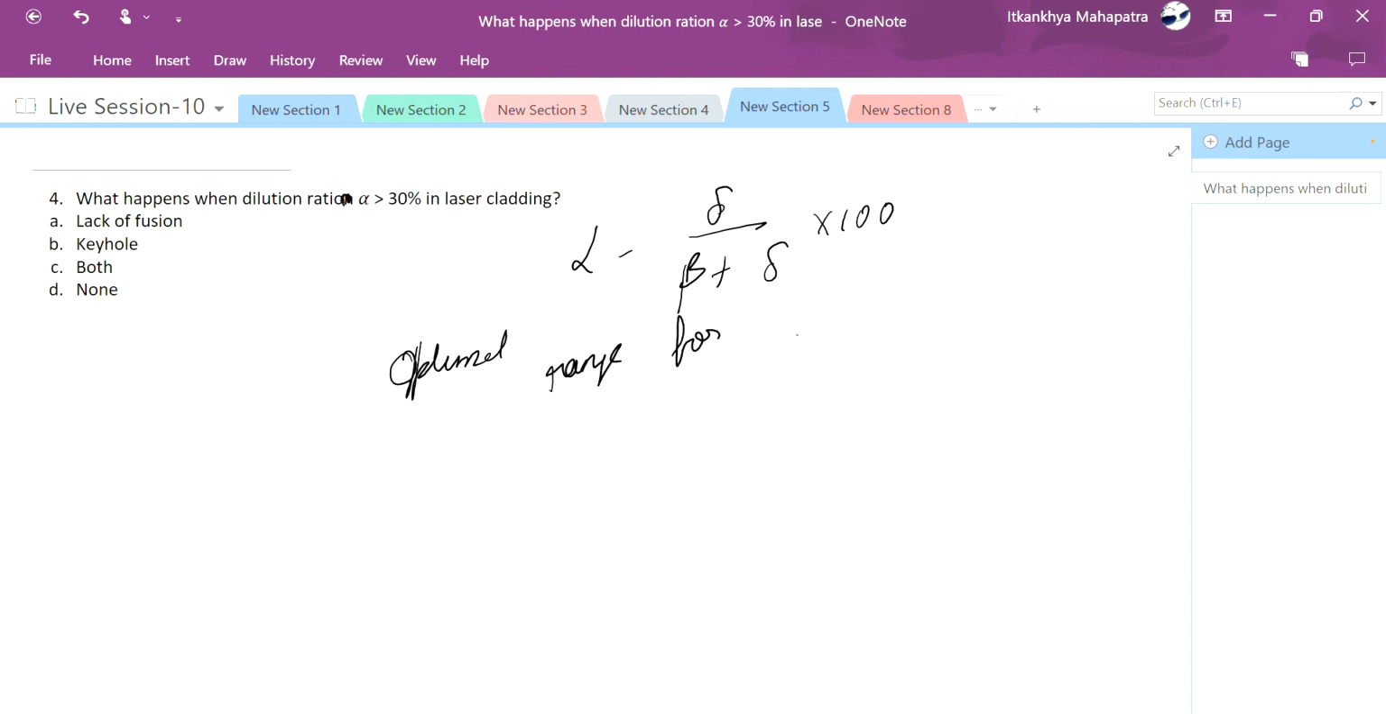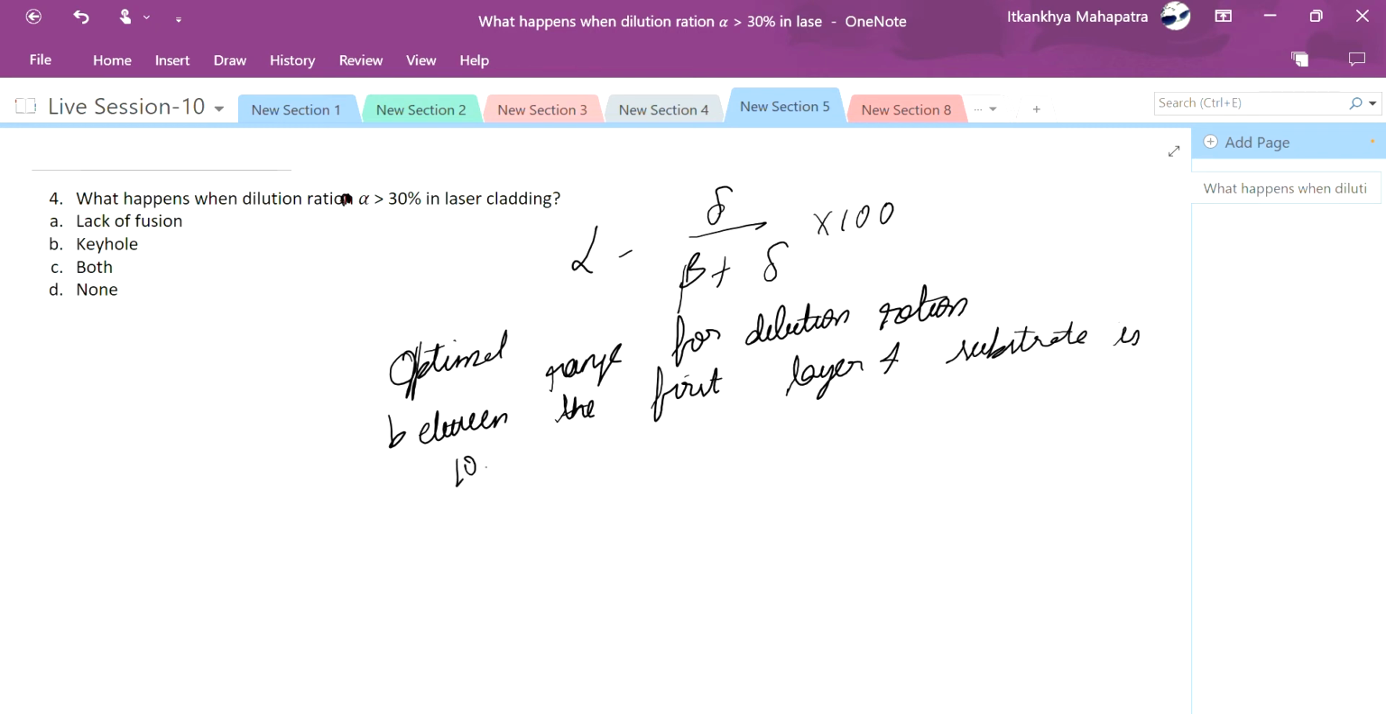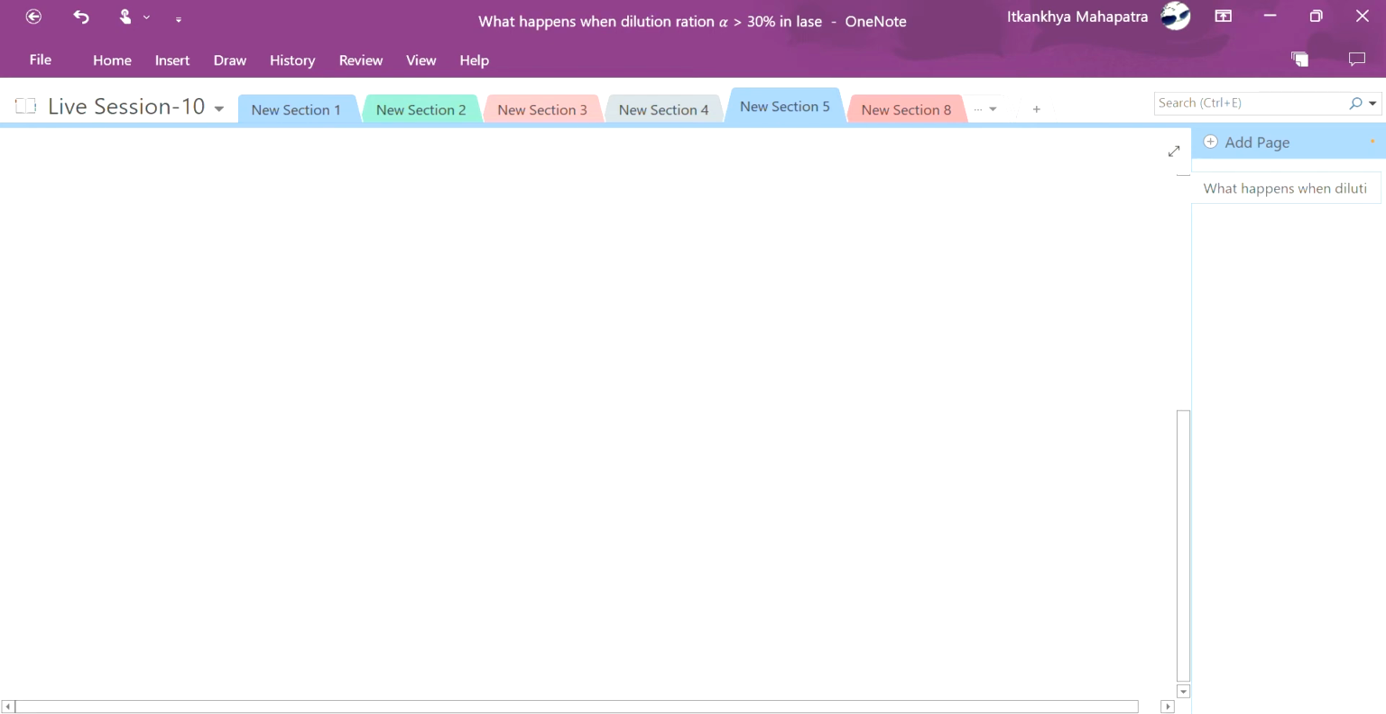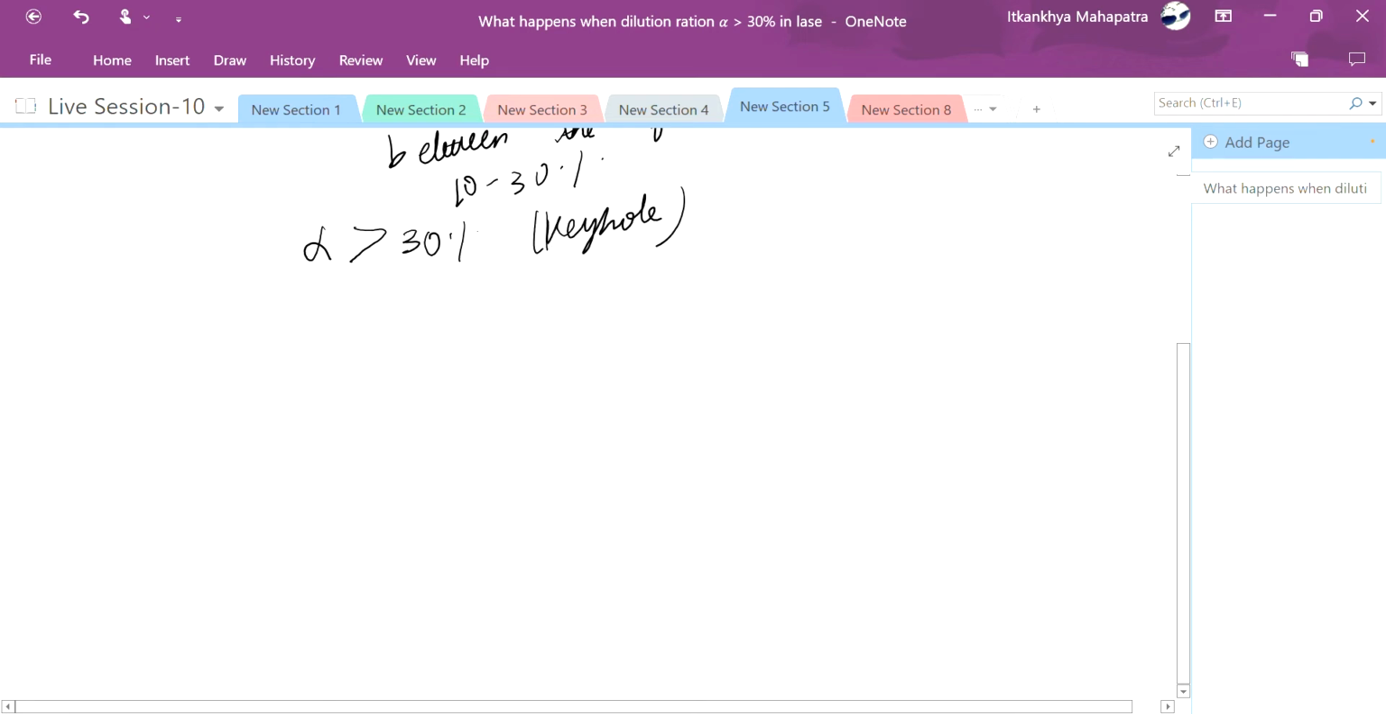The optimal range for dilution ratio between the first layer and substrate is 10 to 30%. Now when alpha is greater than 30%, keyhole occurs, and when alpha is less than 30%, lack of fusion occurs.